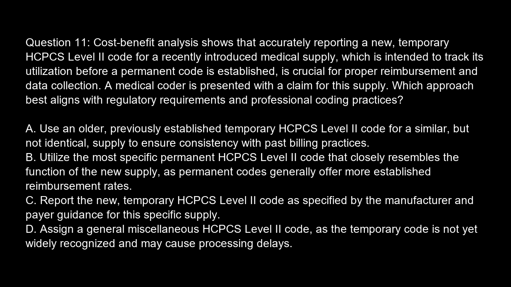Option A. Use an older, previously established temporary HCPCS Level II code for a similar, but not identical, supply to ensure consistency with past billing practices. Option B. Utilize the most specific permanent HCPCS Level II code that closely resembles the function of the new supply, as permanent codes generally offer more established reimbursement rates. Option C. Report the new temporary HCPCS Level II code as specified by the manufacturer and payer guidance for this specific supply. Option D. Assign a general miscellaneous HCPCS Level II code, as the temporary code is not yet widely recognized and may cause processing delays.